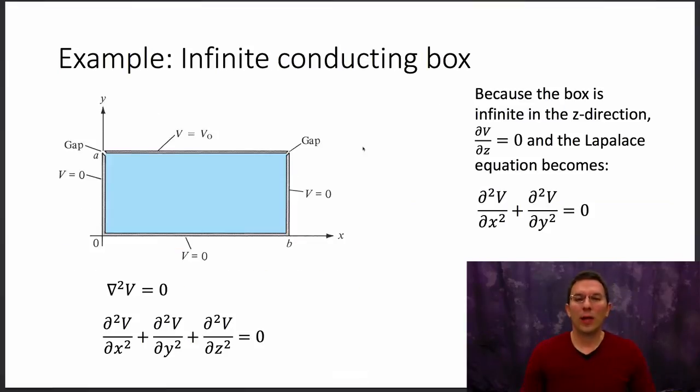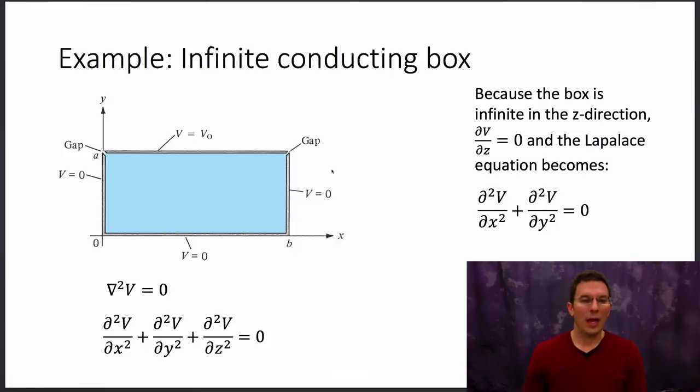Well, let's look at a problem where we would like to solve for the electric scalar potential. This is an infinite conducting box. I think the text calls it an infinite conducting trough. So in other words, it's infinite here. You can see this is the x direction along this way, and this is the y direction along this way, and so it's infinite in the z direction coming in and out of the screen. So it's infinite in that direction.